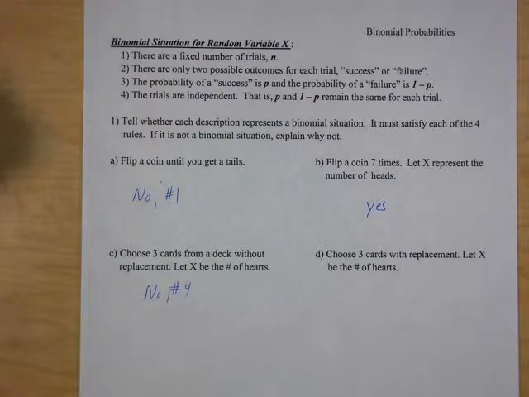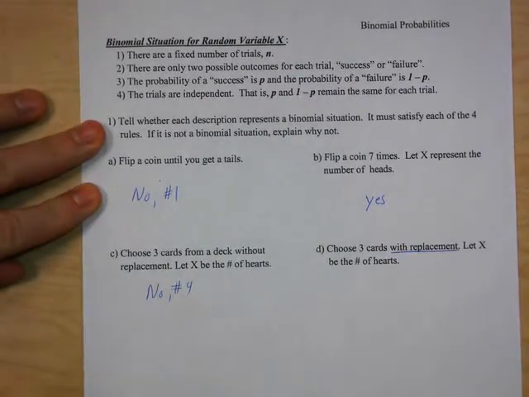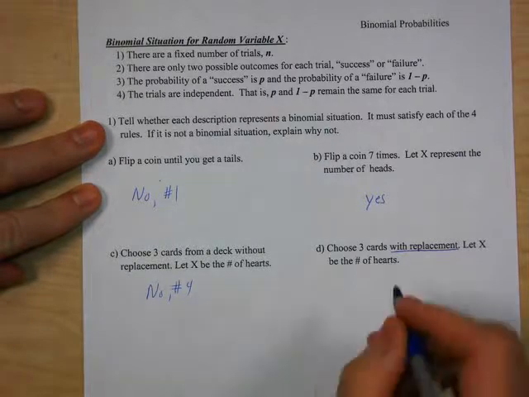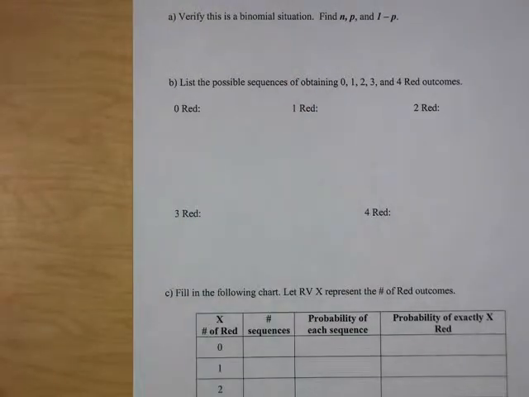And then part D, now we're doing the same thing, except we're doing it with replacement, so that takes care of the independence issue from number 4 in the previous example. So that one would be yes. Moving along, that's how you recognize a binomial situation. And then what we're going to look at is an example. This is meant to be a fairly basic example, but I think it'll hopefully make sense.